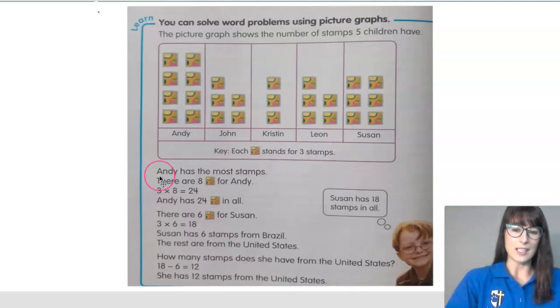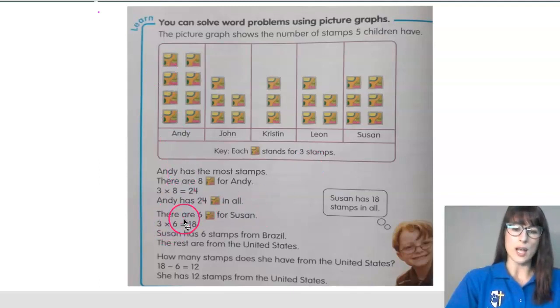Very good. We have to multiply, and in this case we will be using the table of 3 to do that. Let's look at Andy. Andy has the most stems. I agree. Now there are 8 of these symbols for Andy. If there are 8 of these symbols, I need to use the 3 key to multiply by 8. So 3 multiplied by 8 is 24, and that will give me the total for Andy. Now I can say that Andy has 24 stems in all.